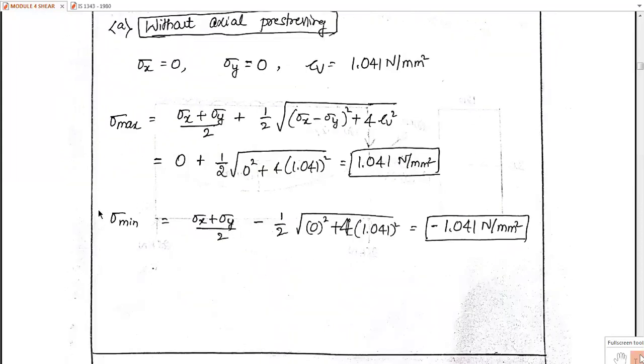But we need to concentrate on the principal tension, that is, the diagonal stress. Sigma minimum is equal to (sigma x plus sigma y) by 2 minus half of under root of (sigma x minus sigma y) whole square plus 4 into tau v square. On simplification, we get the value as minus 1.041 Newton per mm square.